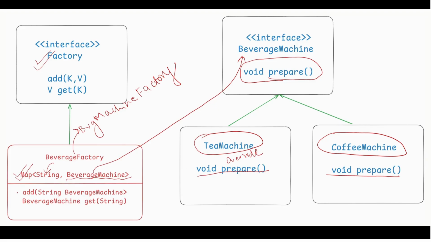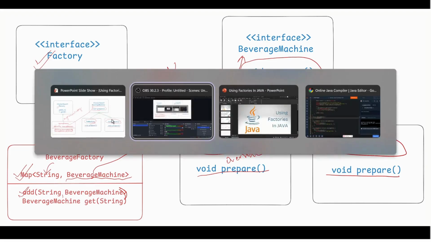Now we have our two blueprint methods, that is add and get. So we simply call the add method here and add the corresponding key and value into the map, and then we get the value using this key via the get method. So this is the basic structure for our beverage machine factory. Now we'll look at the same in the code itself.